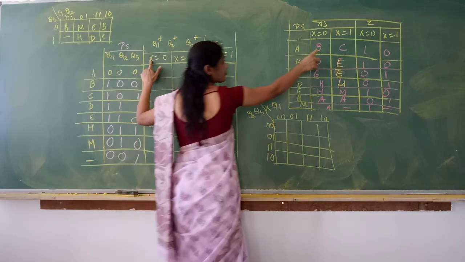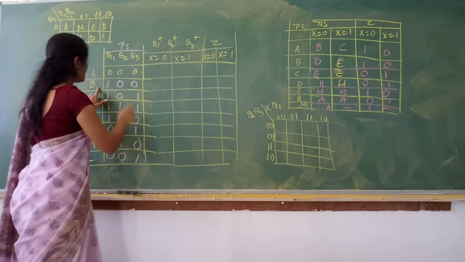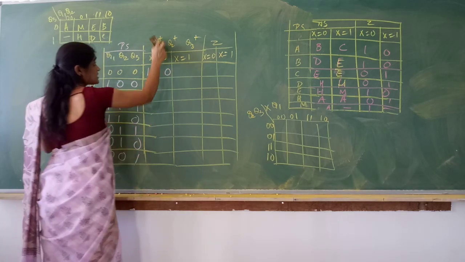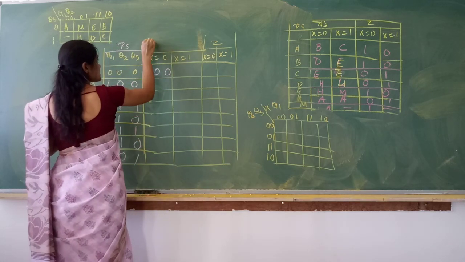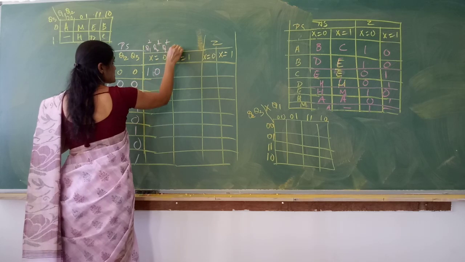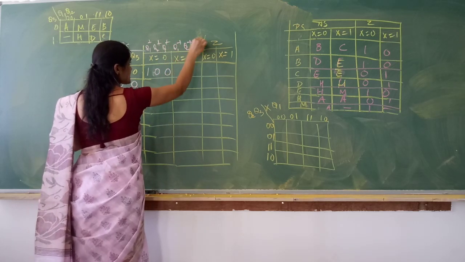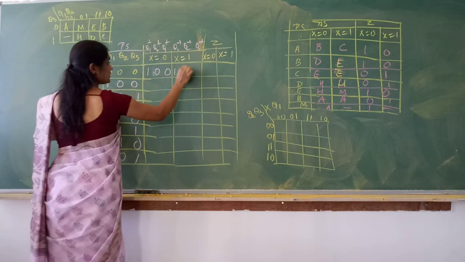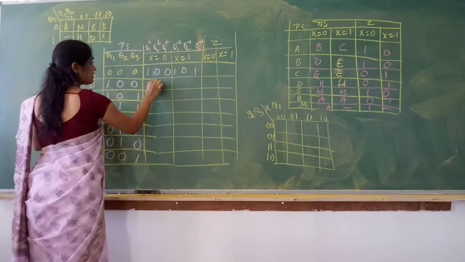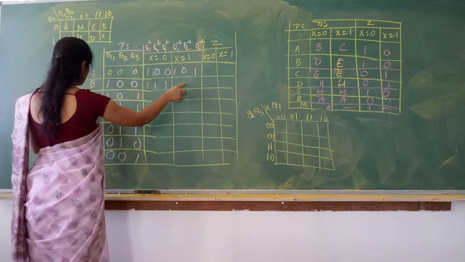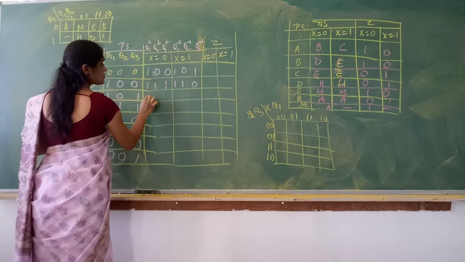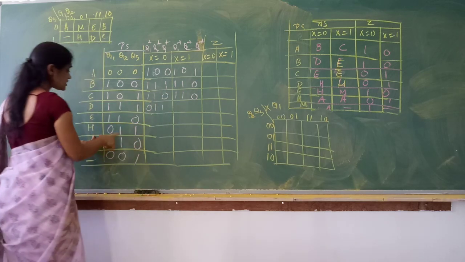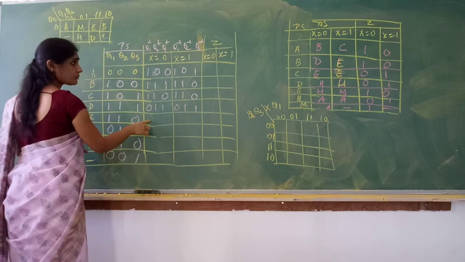Now when x is 0, what is the next state? B. What is B? B is 1, 0, 0. So 1, 0, 0 when x is 1 as well. So this is Q1 plus, Q2 plus, Q3 plus, the next state when x is 0 and x is 1. Next is C. C is what? 1, 0, 1. Next, this is D. D is what? 1, 1, 1. Next, E. E is what? 1, 1, 0. This is also 1, 1, 0, 1, 1, 0. H. H is what? 0, 1, 1. Looking at that, you just write 0, 1, 1.